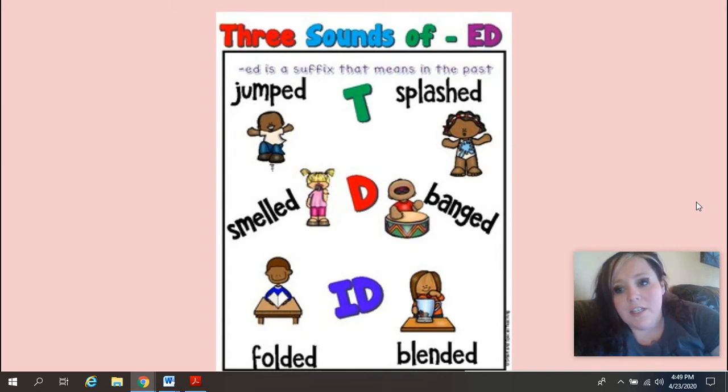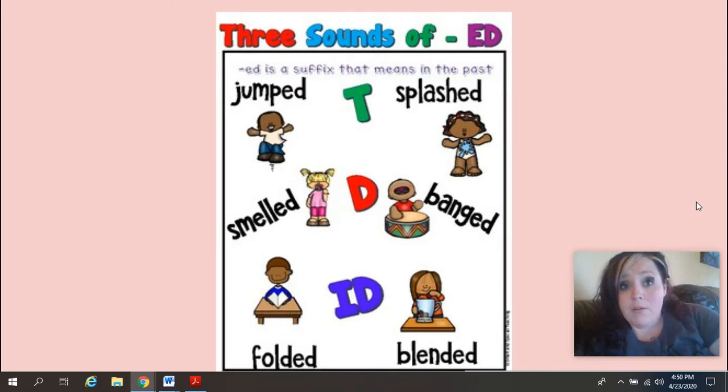All right, so we have our three sounds, and like I was saying, ed is a suffix, and that is just a fancy word for a word ending. So they make three sounds. The first one is t, and that is like jumped or splashed. And then it can make the d sound, like smelled or banged. And it can also make the id sound, like folded or blended. But there's rules that go with it.